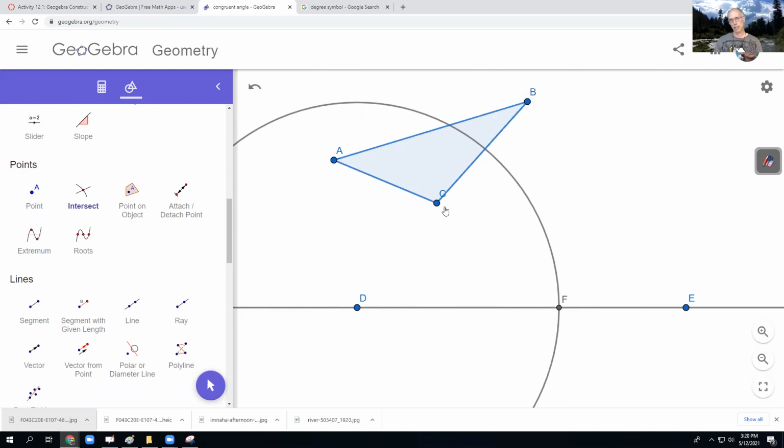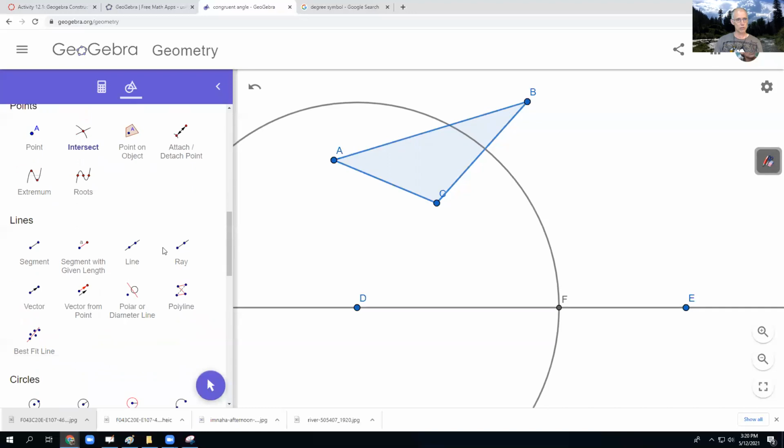All right, next thing I need to do is I need to know where this point C is, and it's a certain distance away from A, so I'll need to reproduce that length, and it's a certain distance away from B. This is all like reproducing an angle that we tried earlier. So back to the compass tool.